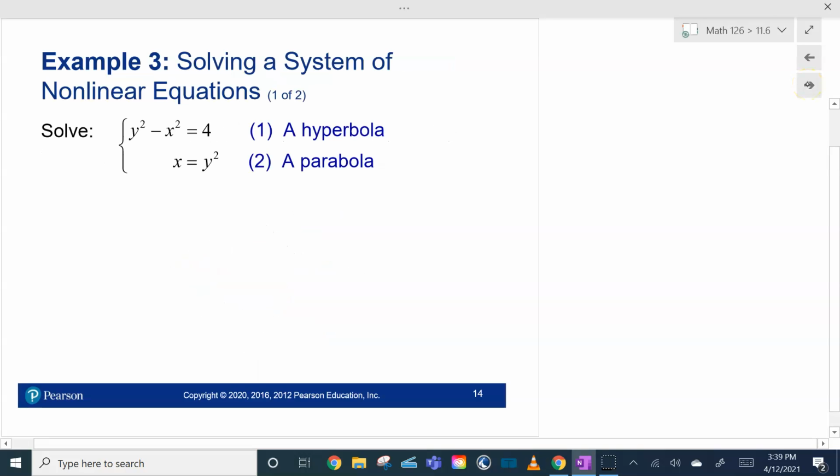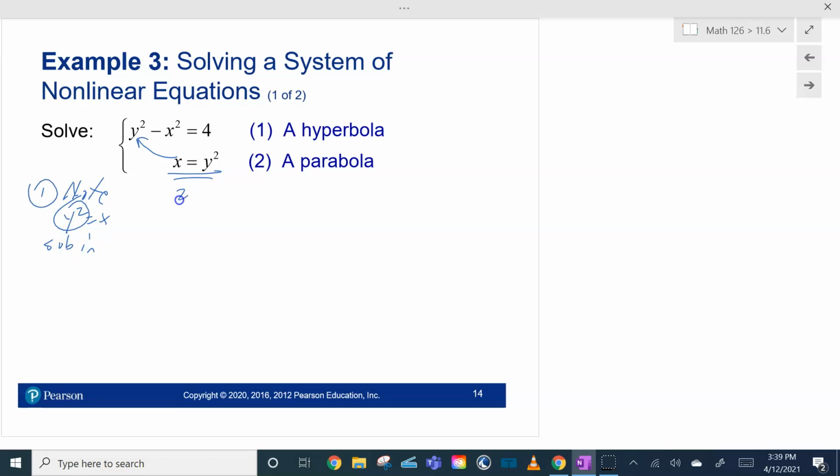All right, let's move on here. Example 3. What about if we have a hyperbola and a parabola? I'm going to use substitution again here. I'm looking at equation 2. I notice that y squared is x. I can replace that x because that's what y squared is equal to. So note that y squared equals x, and it's equation 2, and I'm going to substitute that into equation 1.